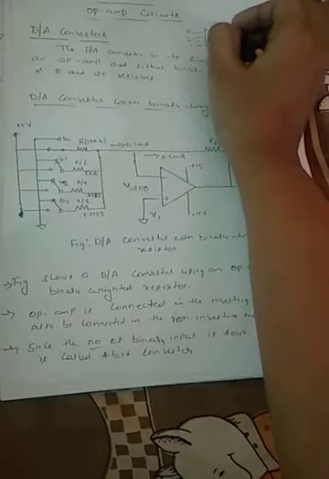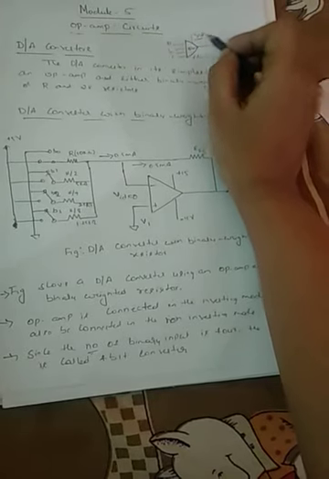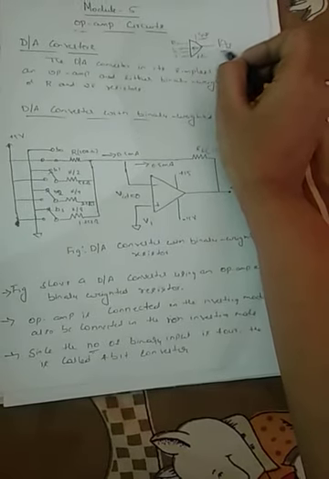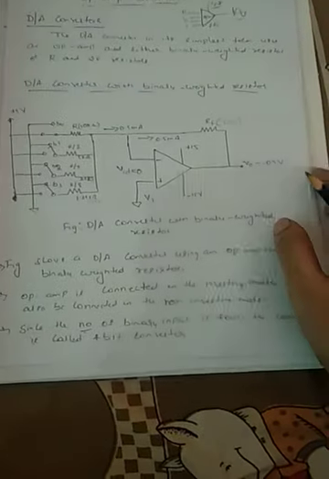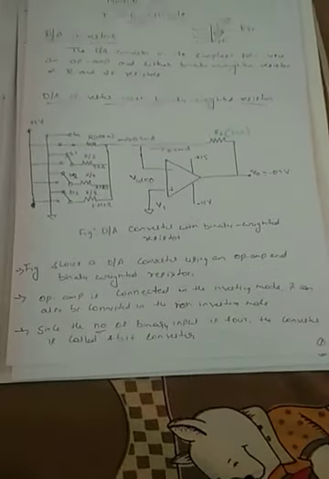So this input is compared with some reference voltage. Mainly we'll make use of an op-amp. The op-amp will compare this digital input with the reference voltage, and then we get the analog signal at the output side. There are basically two types of digital to analog converter. One is binary weighted resistors and the second one is R-2R resistor.